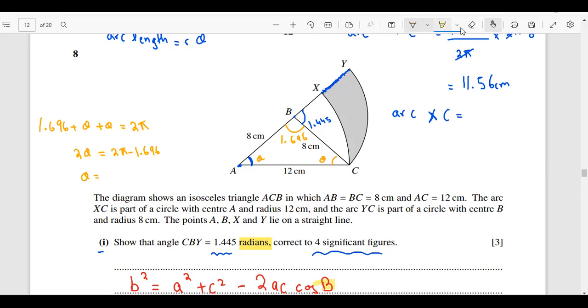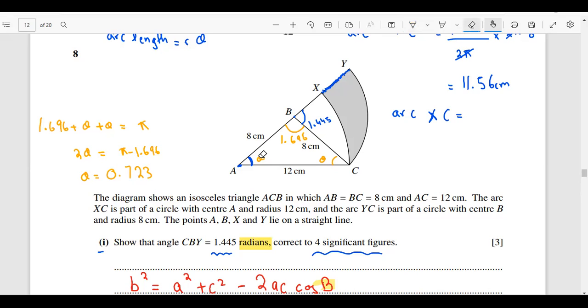Yes, exactly. Okay. Very well done, Nishal. Thank you. Sum of angles is pi, not 2 pi. Very well done. And now the final answer is going to be pi minus 1.696 divided by 2. So this would give you 0.723 radians. Okay. So the angle BAC turned out to be 0.723.